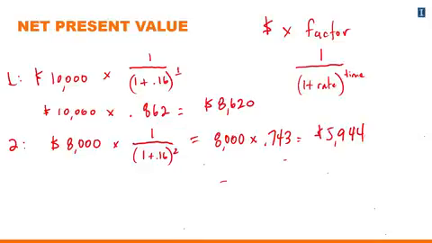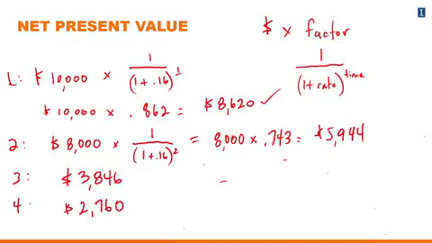When I do the same process for years 3 and 4, I calculate the $6,000 savings that we earn at the end of year 3 to be $3,846 in today's terms. And the $5,000 cash flow that I earn at the end of year 4 translates into $2,760 in today's dollars. All 4 of these inflows have now been translated into current day value, taking into account the time value of money.